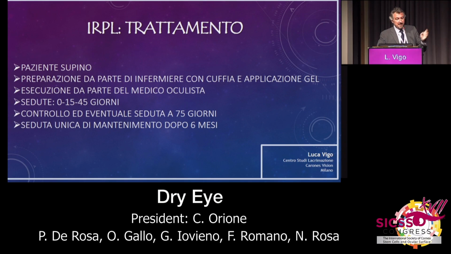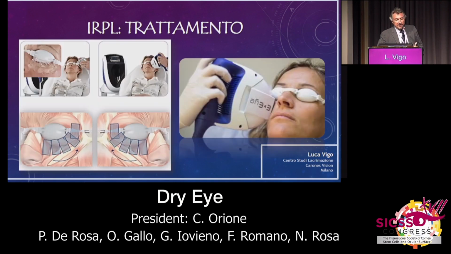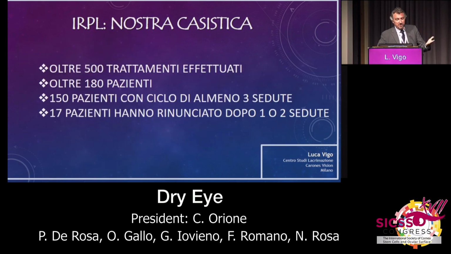Three sessions should be administered at 0, 15 and 45 days distance. And where are the spots applied? We start from the root of the nose, going temporally, and so it's 10 spots for each individual session. In all cases, it's more than 500 treatments I have performed. The protocol hasn't been changed.